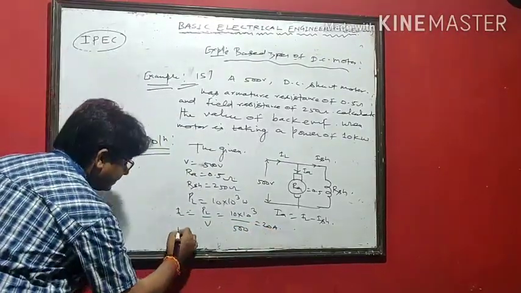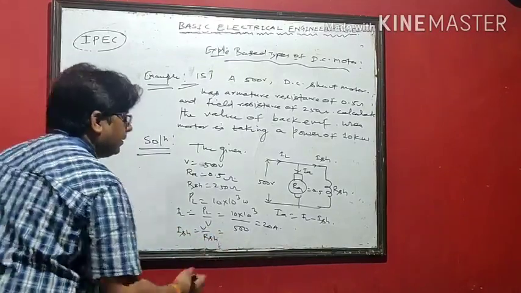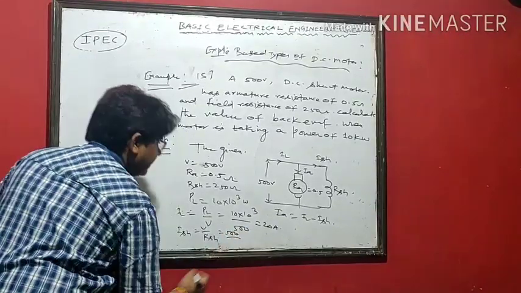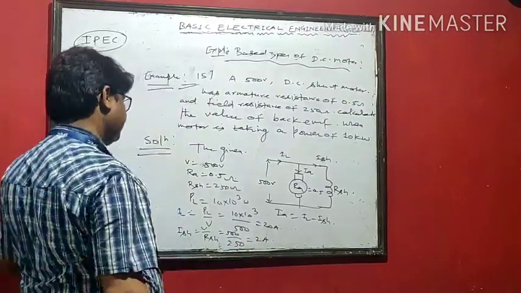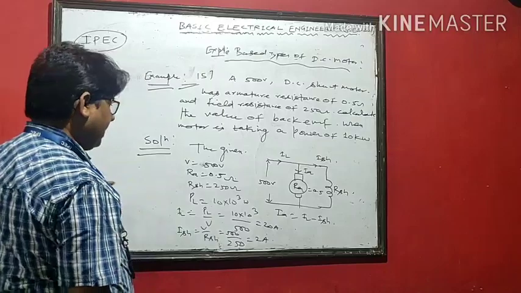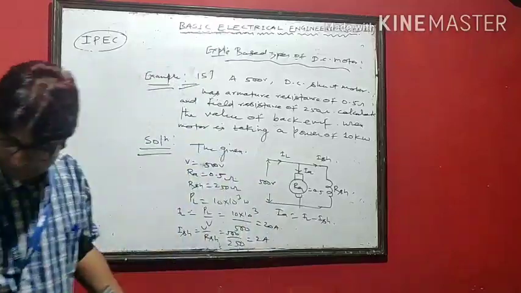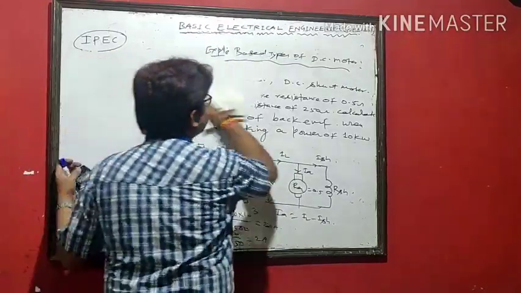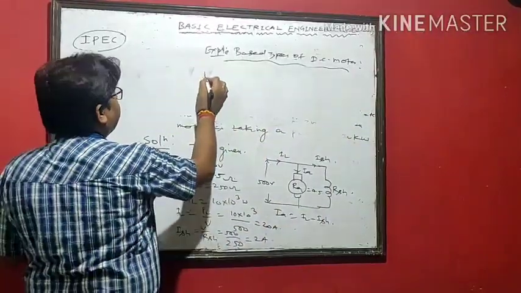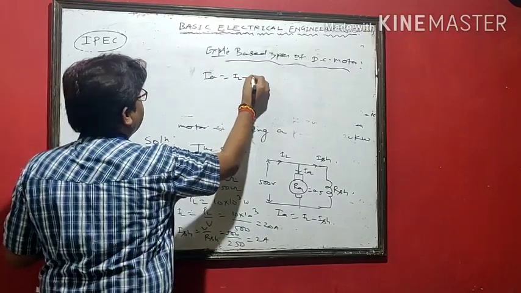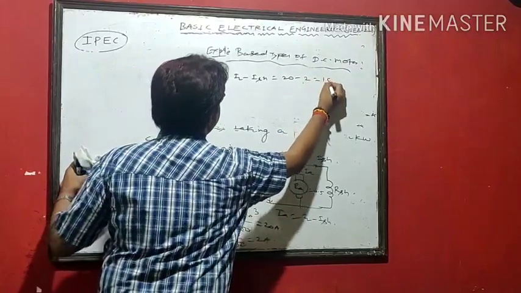And ISH equal to V by RSH. V is 500, RSH is 250. That is equal to 2 ampere. What is the value of IA? That is IL minus ISH. IA equal to IL minus ISH, that is 20 minus 2, that is 18 ampere.